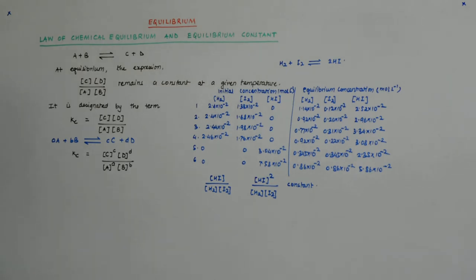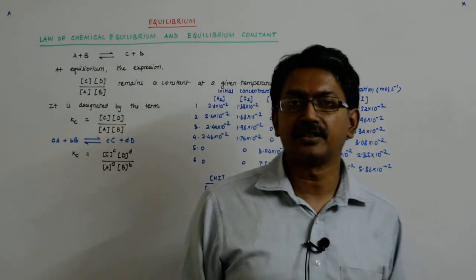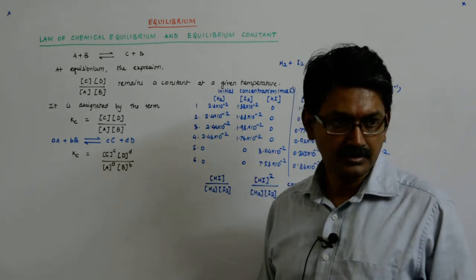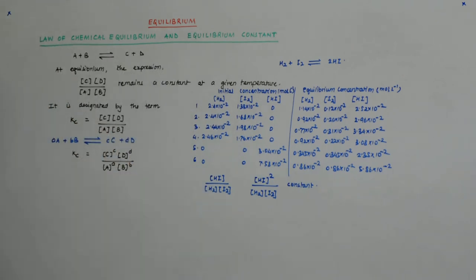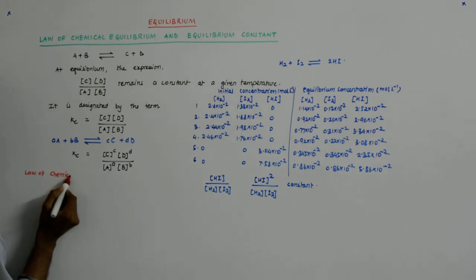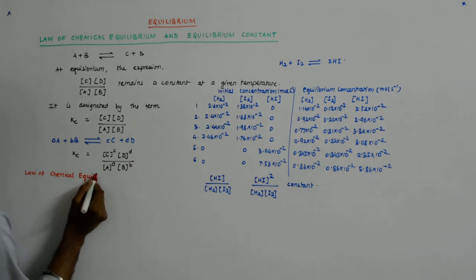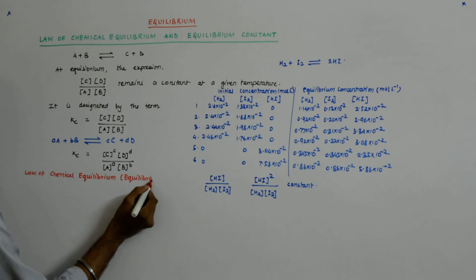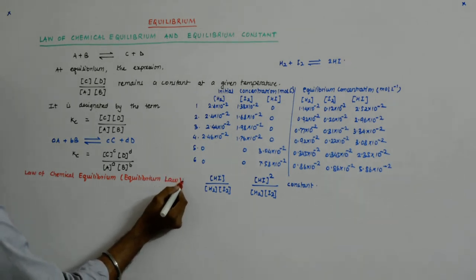Yes, the reciprocal will show the backward reaction. The reciprocal of this Kc, that is 1 upon Kc, will be for Cc plus Dd giving you Aa plus Bb. So this is for the forward reaction, and this remains a constant. And that is the law of equilibrium, the law of chemical equilibrium, or the equilibrium law.